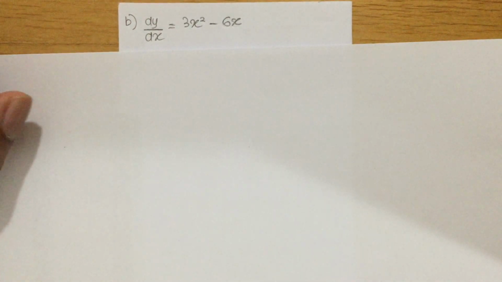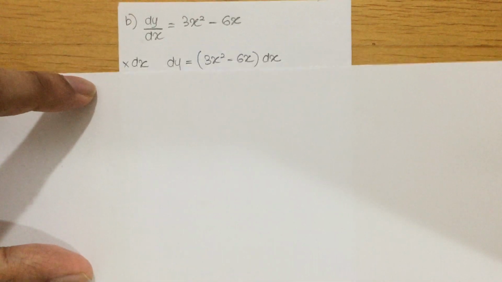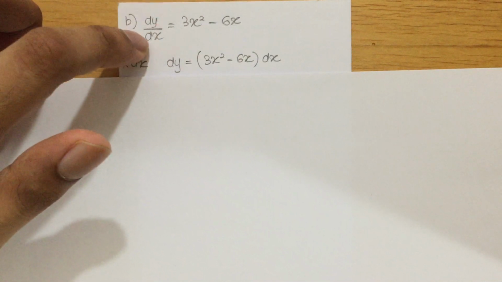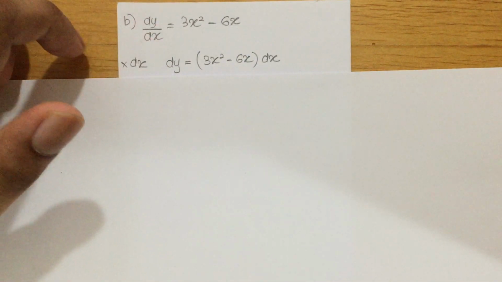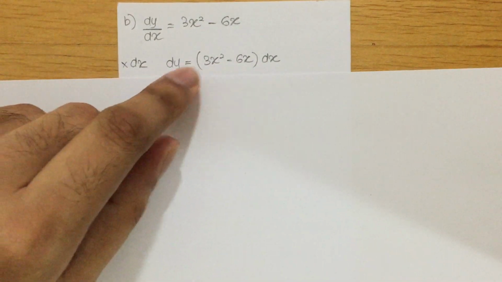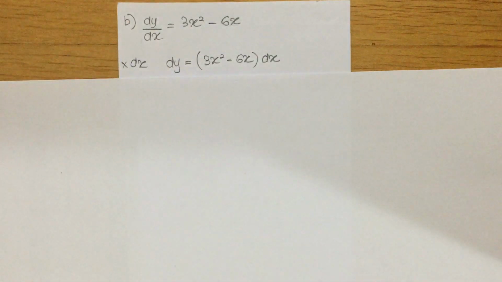So how are we going to integrate this dy/dx? Okay, I'm going to show you now. First of all, we need to multiply the whole equation by dx. So this dx, which is in fraction form, will be cancelled out, and on the right side it will be multiplied by dx. So dy equals, in a bracket, 3x squared minus 6x with respect to dx.